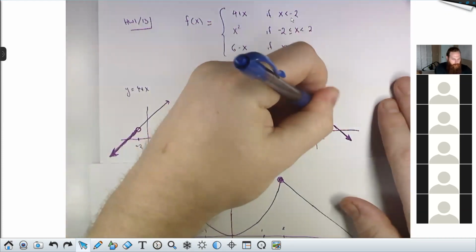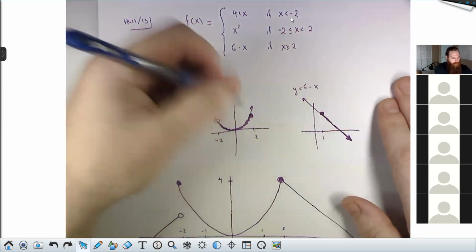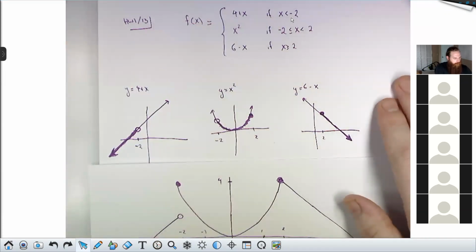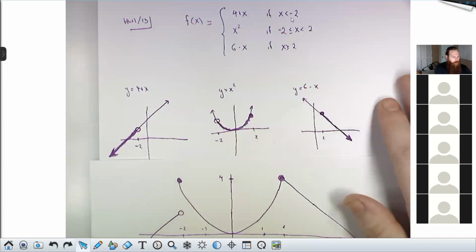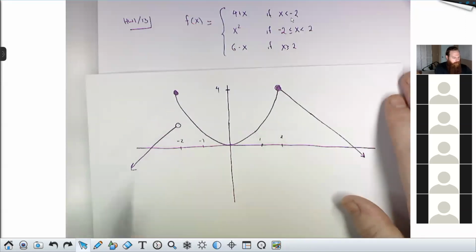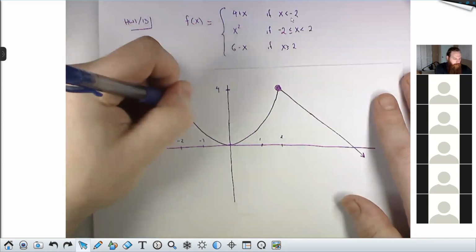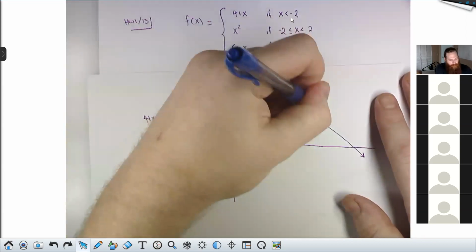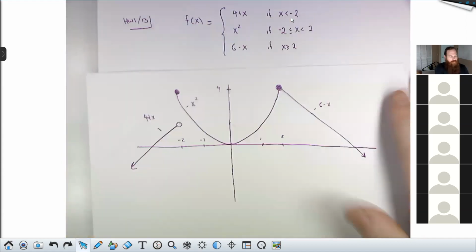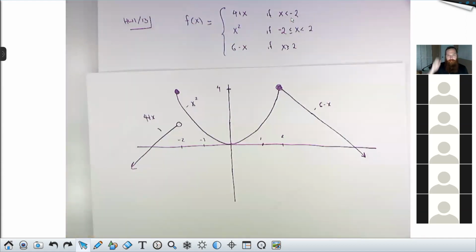The closed ball here filled in what would have been an open ball there. So this is part of 4 plus x. This is part of x squared. And this is part of 6 minus x. And that's how she goes.